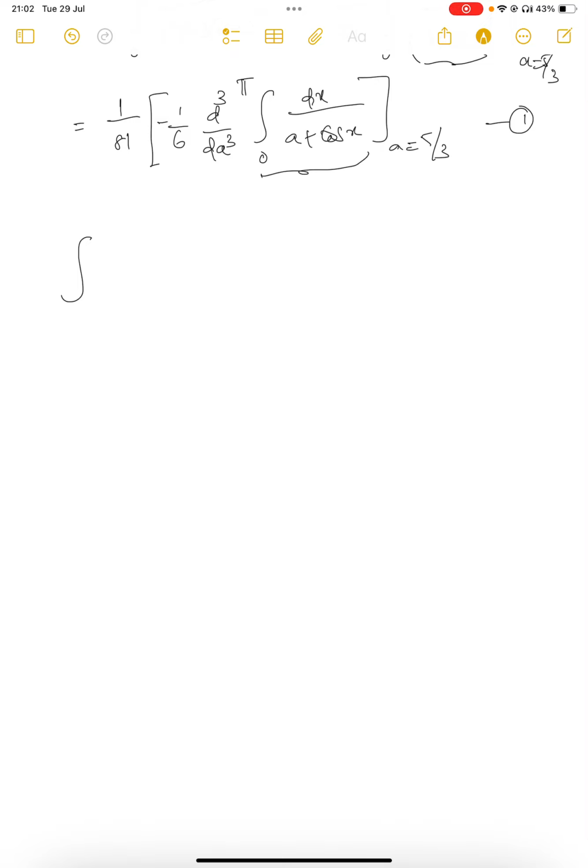Let us make it as equation 1. So integral 0 to pi dx by a plus cos x, with a greater than 1. Then how will you do it? Let's proceed in a way. Let's try to make some substitutions here.